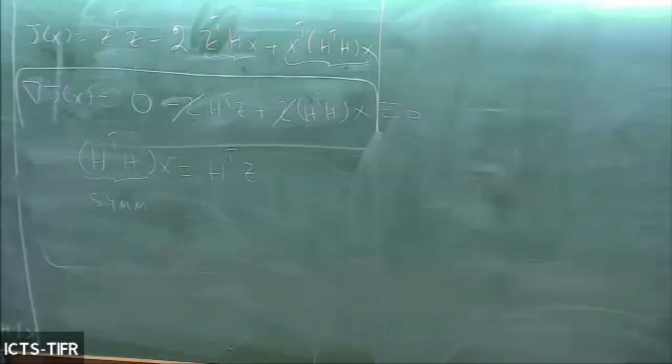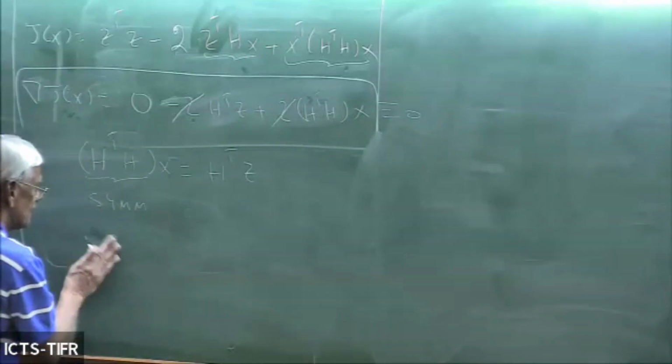How do you test a symmetric matrix? The transpose must be equal to itself. Now, what else do I want? I want this to be positive definite. I have not proven it is positive definite. I have not examined the conditions under which it is positive definite. Hold on, we will do one by one.